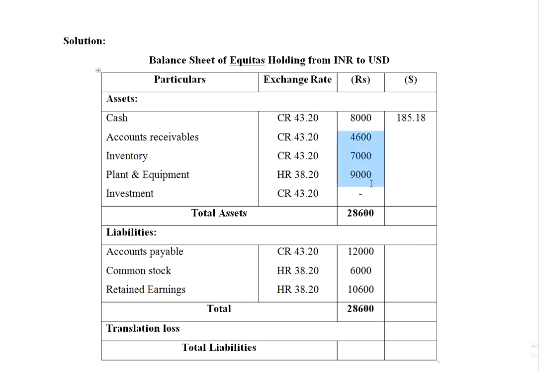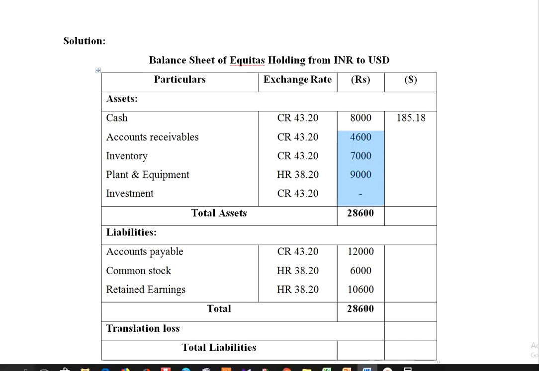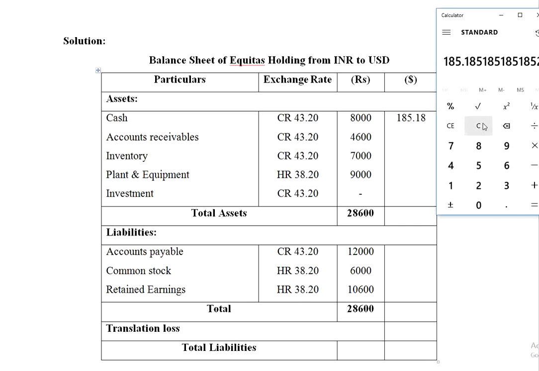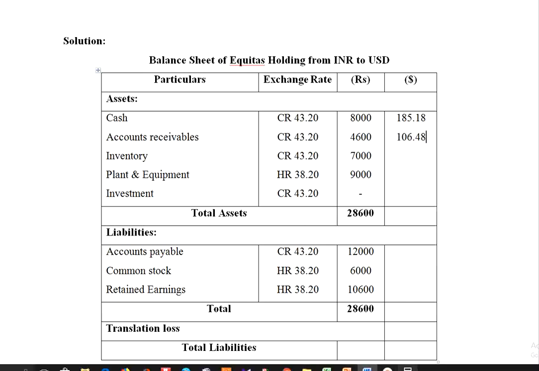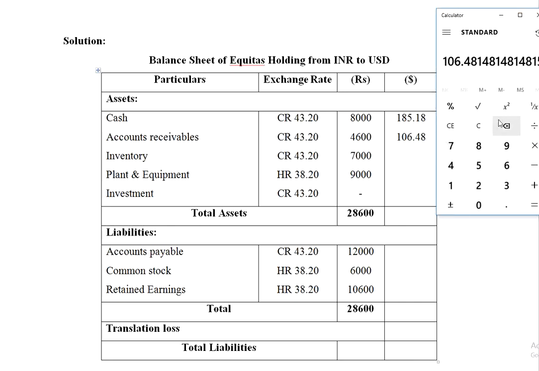Similarly, we have to do it. We have to convert these rupees into dollars. So let us do it. Next item, it is 4,600 divided by, see, this is CR 43.20. It is 106.48. So let us write 106.48. And the next item we have to do is 7,000 divided by 43.20. It is 162.03.